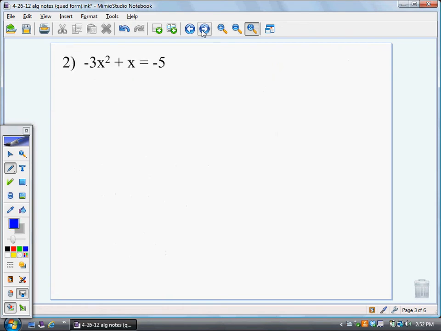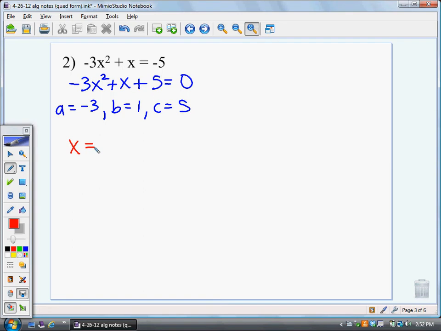Let's do another one. Okay, in this one, notice that your equation does not have equals 0. So the very first thing you need to do is make it say that. So we're going to add 5 to both sides. We'll get -3x squared plus x plus 5, and that's equal to 0. And that's going to allow me to identify my a, my b, and my c. a is -3, b is 1, c is 5. And so we'll plug into our quadratic formula one more time.